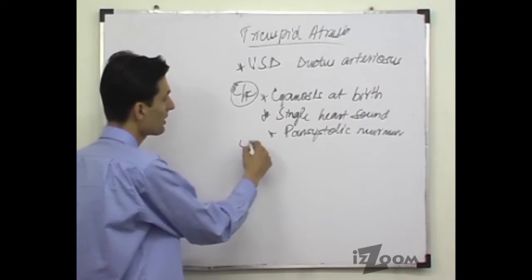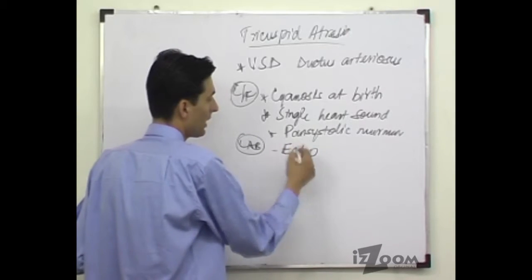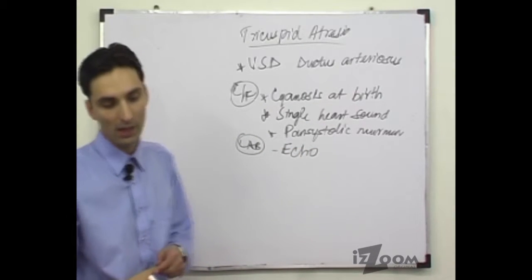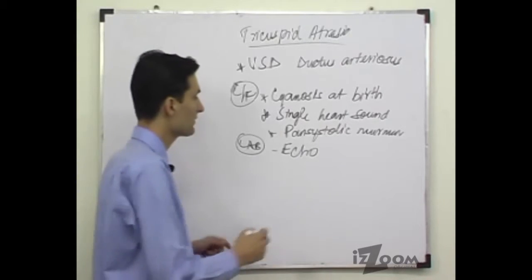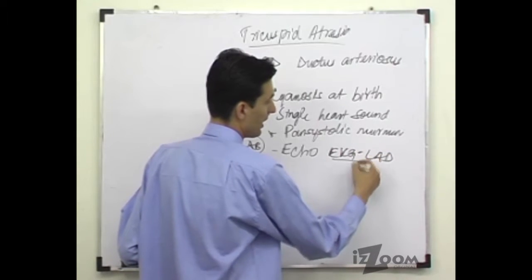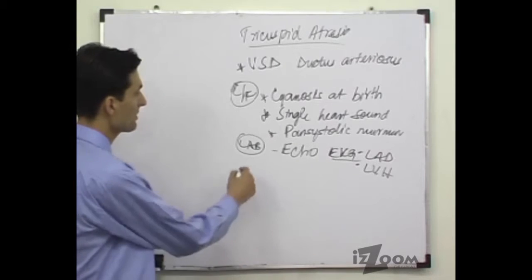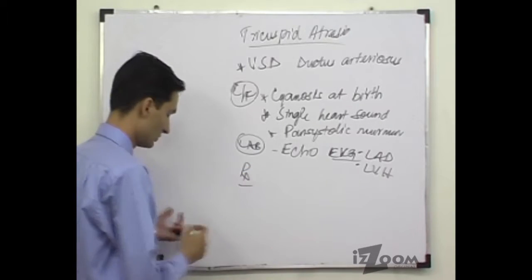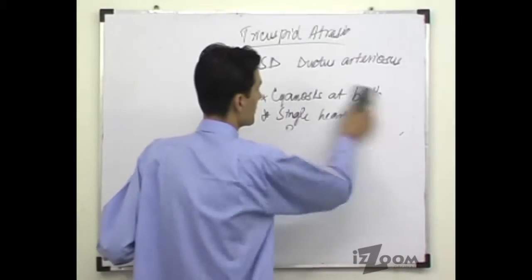How do you diagnose it? The diagnosis is made by an echo, and if you perform an EKG, it will show left axis deviation and left ventricular hypertrophy. What is the treatment? The treatment is surgical correction. So that is all about tricuspid atresia.